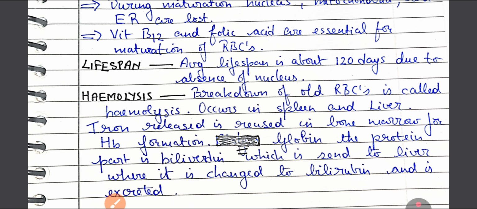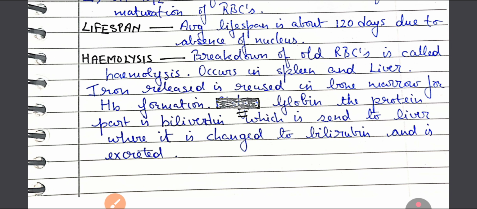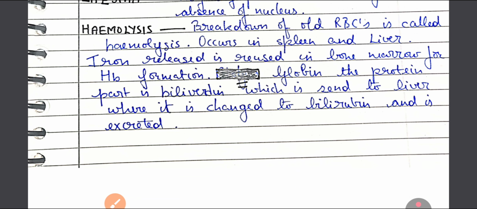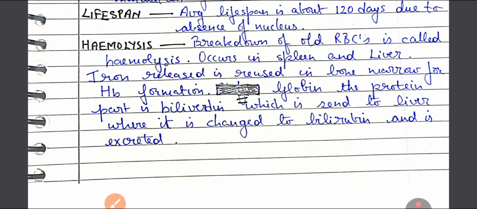Lifespan is 120 days due to absence of nucleus. They don't divide themselves, and thus the average lifespan is only about 120 days. Hemolysis is the breakdown of old, worn-out RBCs. It occurs in the spleen and liver. Iron released in this way when the RBC dies is reused in bone marrow for hemoglobin formation. The heme is the iron part, and the globin is the protein part; heme is converted to biliverdin, which is sent to the liver where it is changed to bilirubin and is excreted from the body.